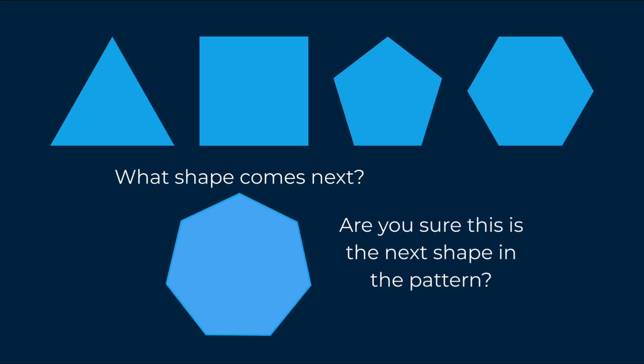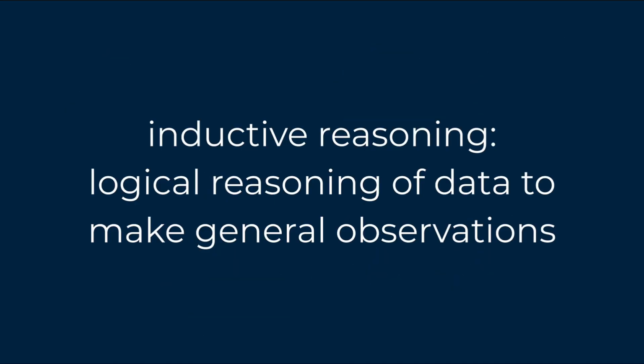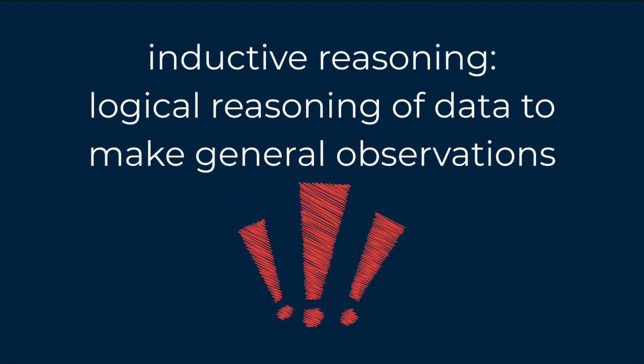To do that, we use inductive and deductive reasoning. Now, inductive reasoning we just used to get the heptagon. It's logical reasoning of data to make general observations and patterns. We make predictions about what happens next based on the patterns of the data that we're given. But since we don't have any actual proof that this is the pattern, we aren't actually entirely sure whether that is the correct scenario. So that's a problem.